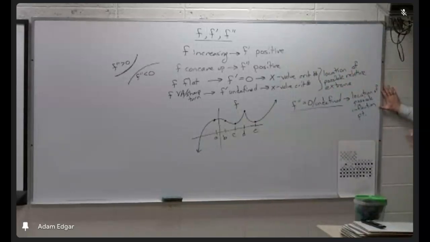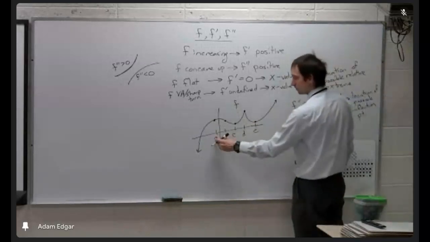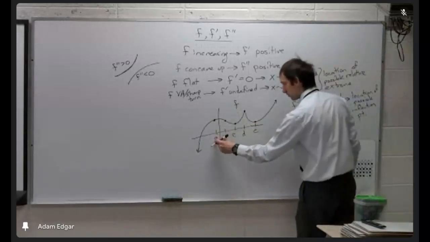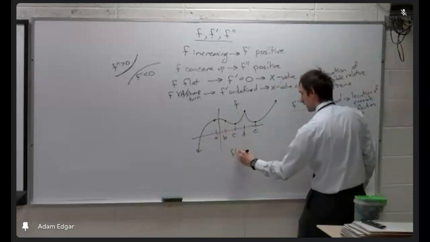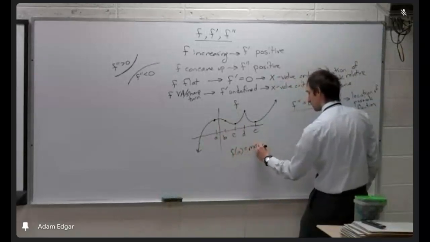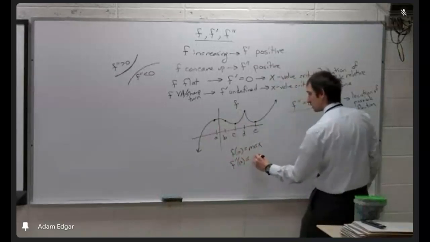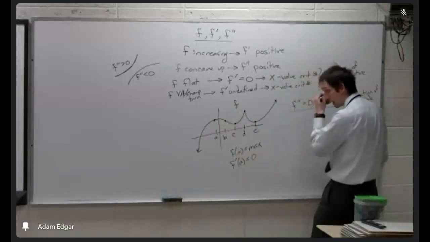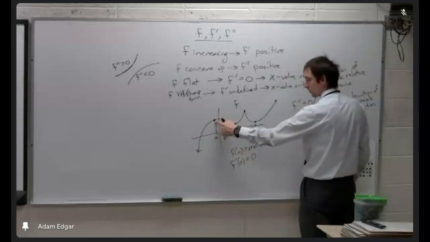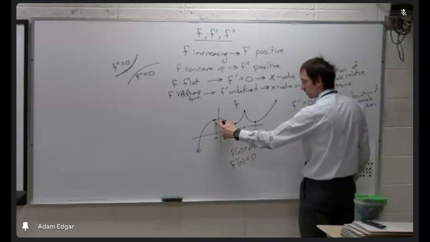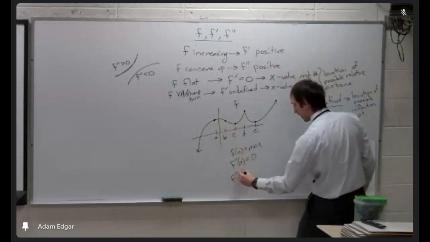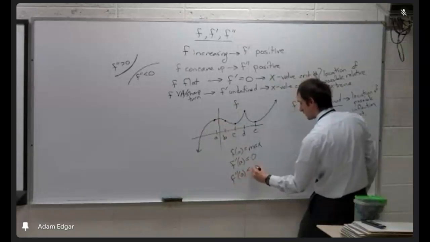So on this graph, what's special about A? A is a maximum. So f of A equals a max. What would we say about f prime of A? 0. And at A is the curve concave up or concave down? Down, so we say f double prime of A is negative.